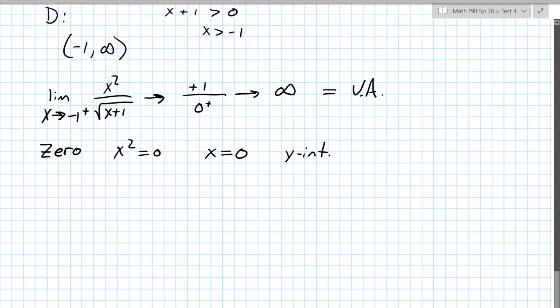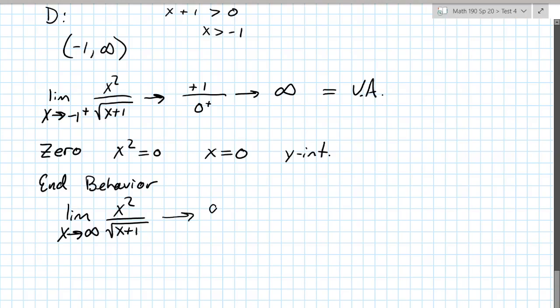Our next order of business is to look at the end behavior. The end behavior is when x approaches positive infinity, what is happening. Trying direct substitution, we have a very large number on the top and a very large number on the bottom. And what do we know about this?